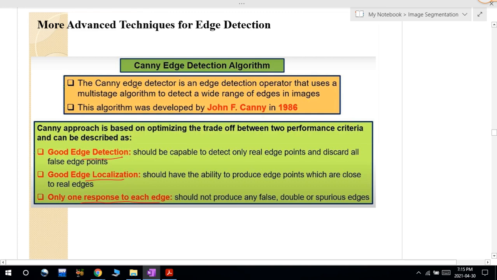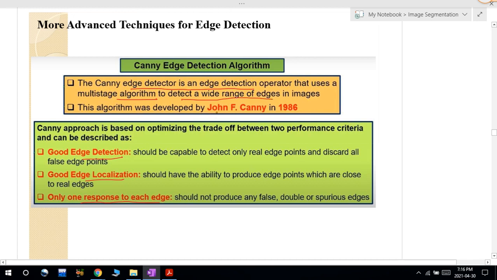So based on the three criteria which are used to measure the quality of the edge, Canny is a researcher or scientist who developed this edge detection algorithm. So that is called the Canny edge detector. It is an edge detection operator that uses a multi-stage algorithm. Here we are following some different stages. That's why this is a multi-stage algorithm to detect a wide range of edges in images.